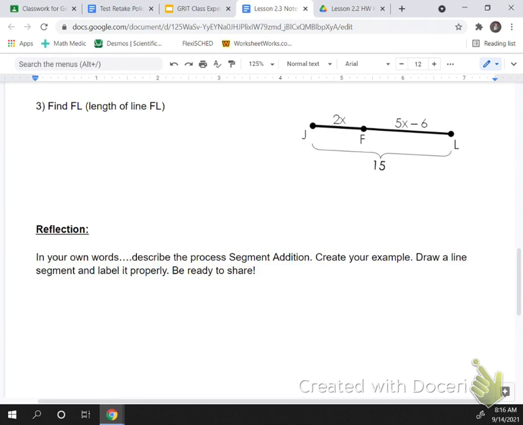Part 3, we're going to find FL. Notice that this is FL. The whole thing is JL. So we're going to use that expression now to solve for x. And then we're going to plug it in for this expression. You think you can do it? Let's see you guys do it in your teams. Ready, set, go. Solve for x, then find FL. Go.